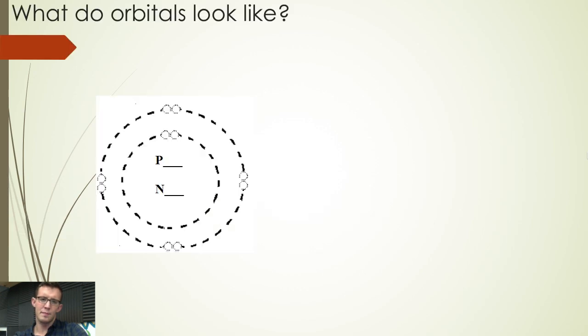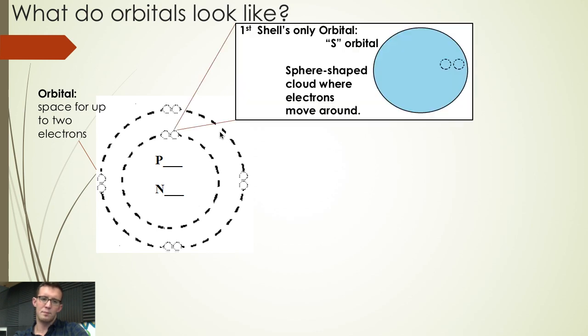Hi, Chem team. So far we've talked about orbitals as spaces in electron shells where up to 2 electrons can fit. It turns out not all orbitals look the same. For instance, this first shell's orbital is something called an s orbital, in which the 2 electrons that can fit inside of it move around in a spherical shaped cloud.